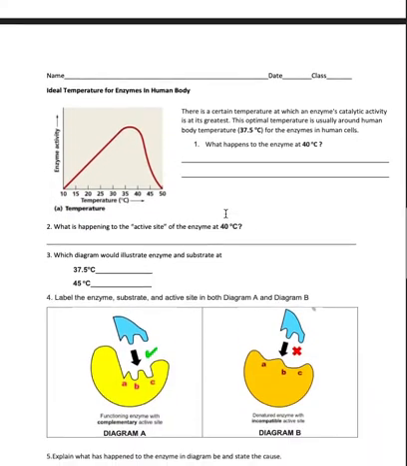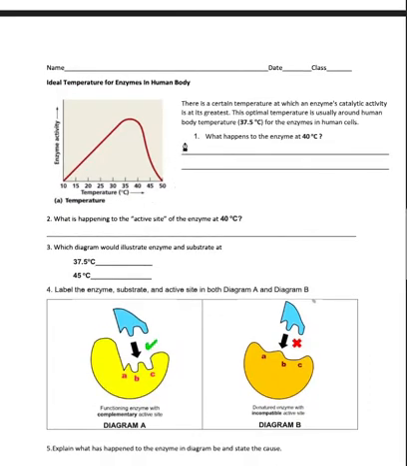Now we're going to look at this graph here. This graph is representing temperature in degrees Celsius, and then here is representing the enzyme activity. Okay, so right here we see the enzyme activity being the highest, and it's the highest at about 37.5 degrees Celsius. So the scenario states there's a certain temperature at which an enzyme's catalytic activity is at its greatest. That means it's going to be its most effective.